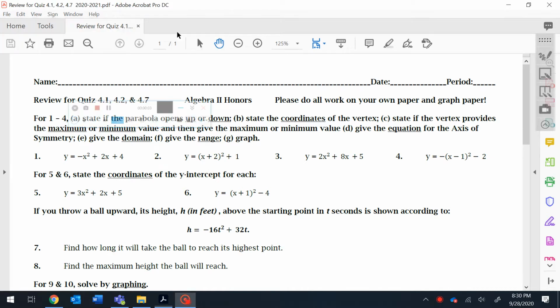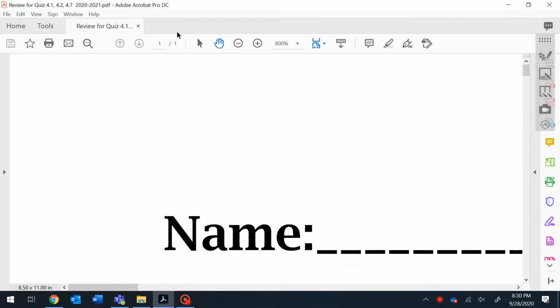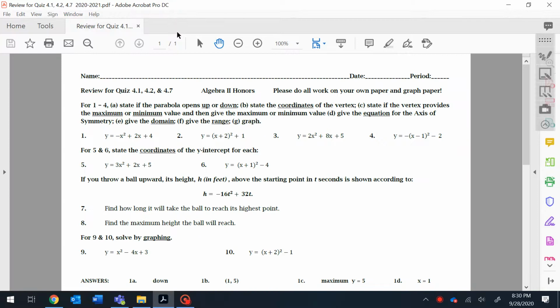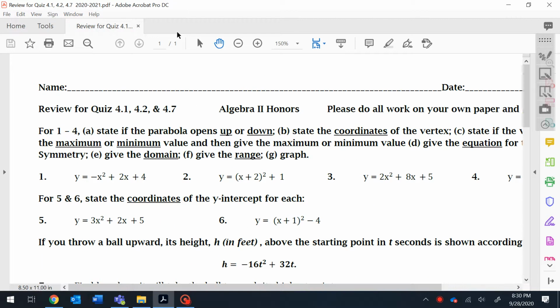Okay, we're going to be looking through the review for the quiz in Algebra 2 Honors that is on Thursday. So this is the review for Wednesday. Whoops, that is not what I meant to do. Alright, so let's look at numbers 1 through 4.